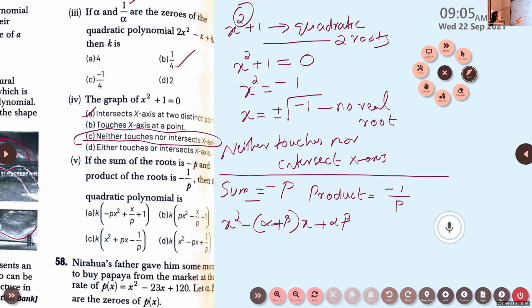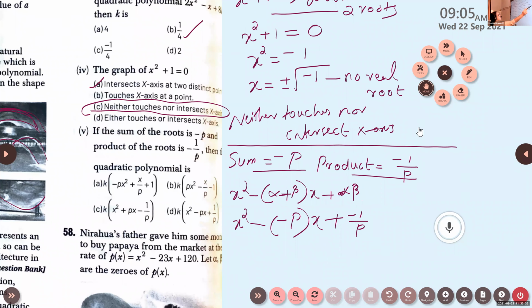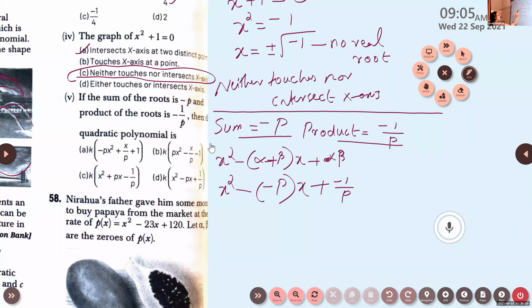So here sum is negative p, product is negative 1 by p. Given that alpha plus beta is minus p, product alpha beta is minus 1 by p. So x square minus (sum) minus p into x plus alpha beta, minus 1 by p. So x square plus px minus 1 by p.